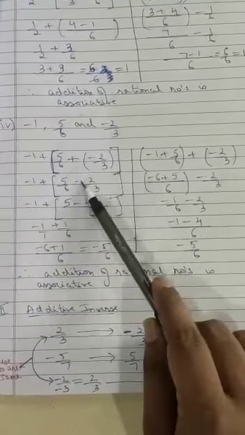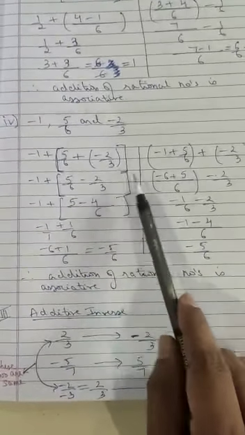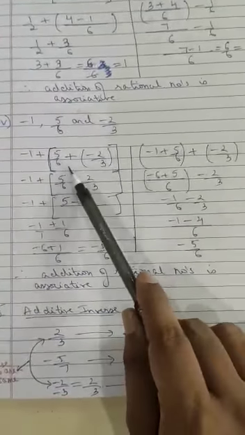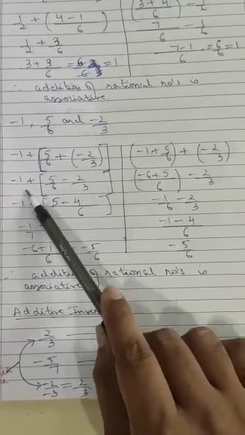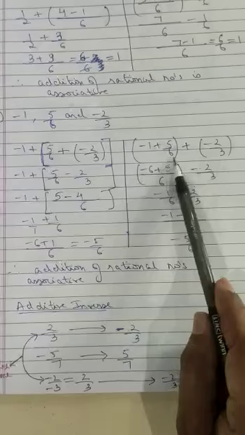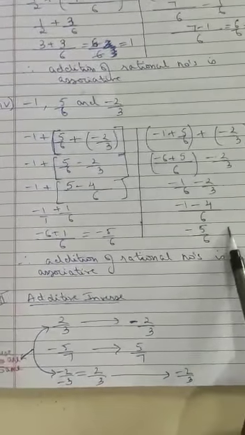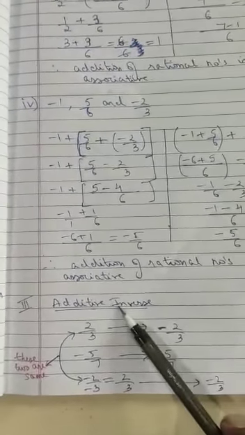What we have learned here is that if we change the order of addition, the answer will not change. Either we add the last two numbers first and then the first one, or we add the first two numbers first and then the last one. The answer will not change. Now what is additive inverse?